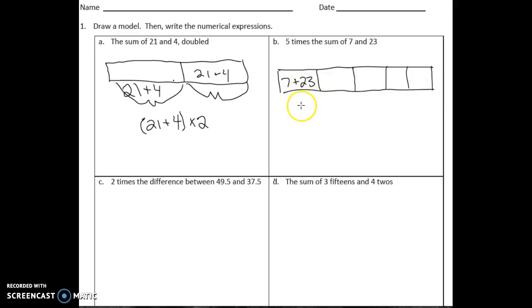And so there's going to be 5 of those, 5 sets of those. And that's going to look like this: 7 plus 23, because it's the sum. That's what sum means, is adding. And now we're going to say times 5. The more algebraic way to make this is you've got your 5 out here, 5 times 7 plus 23. They both mean the exact same thing.